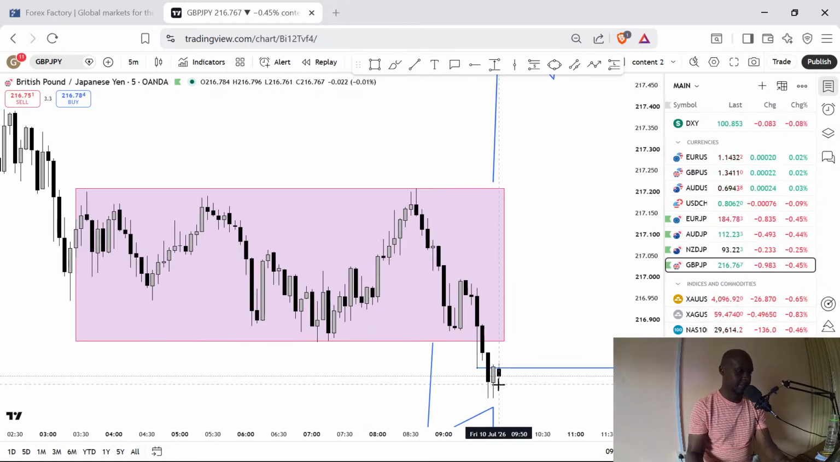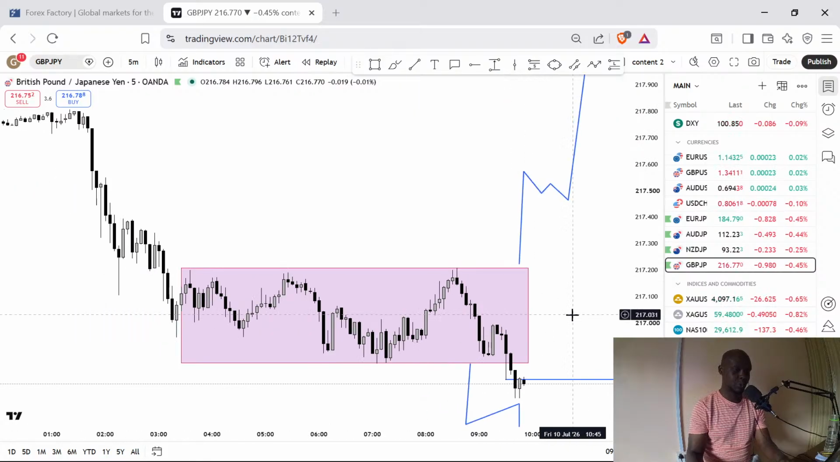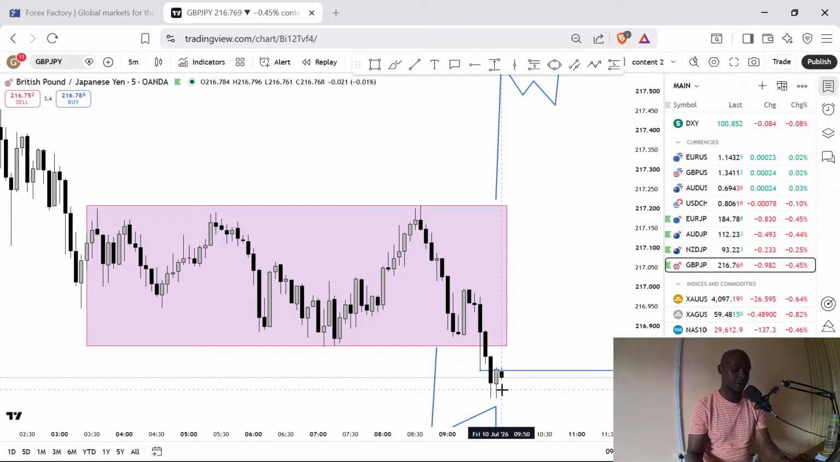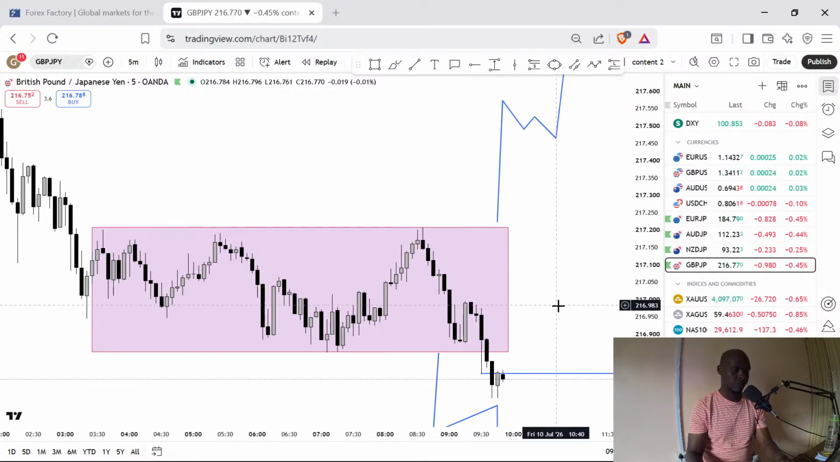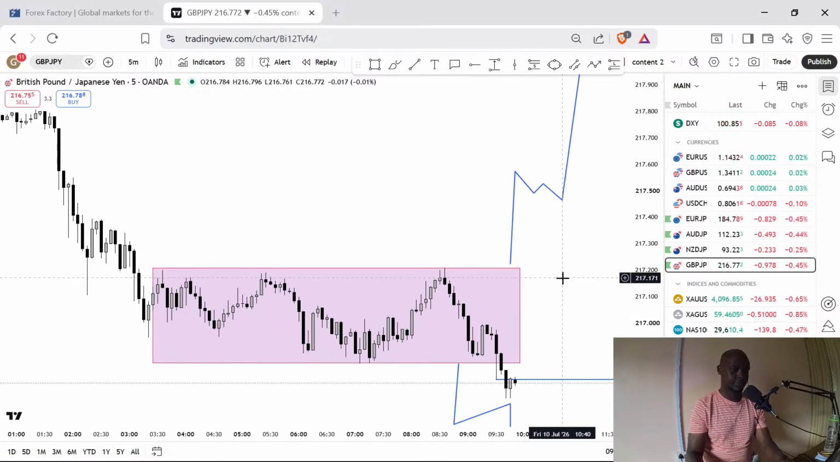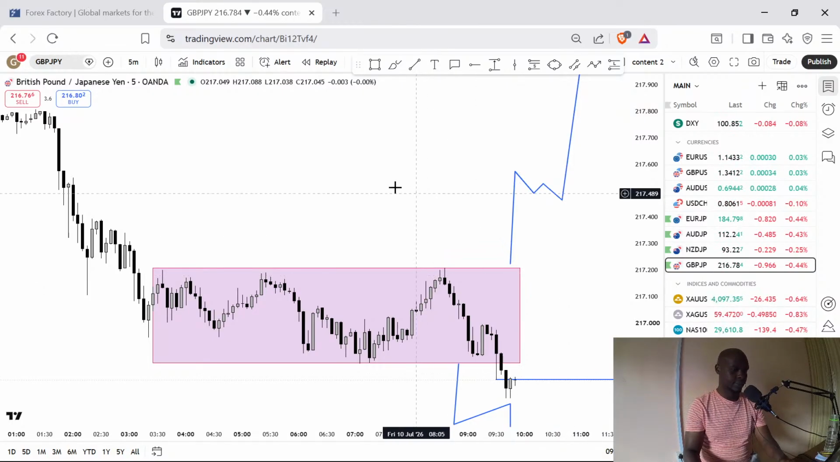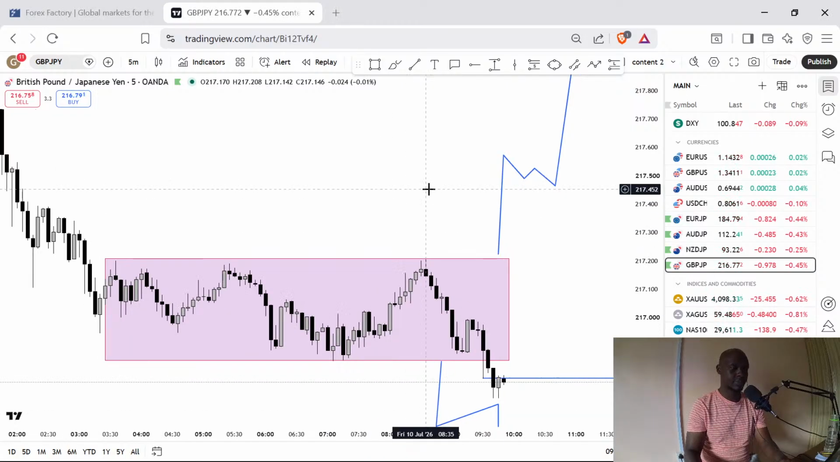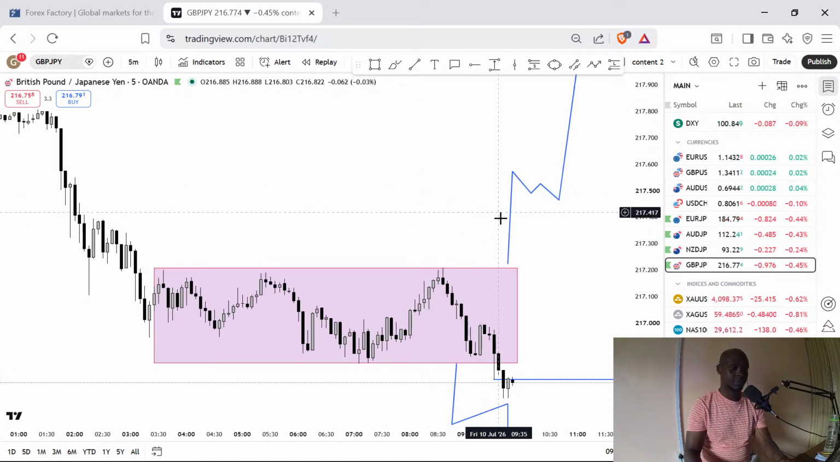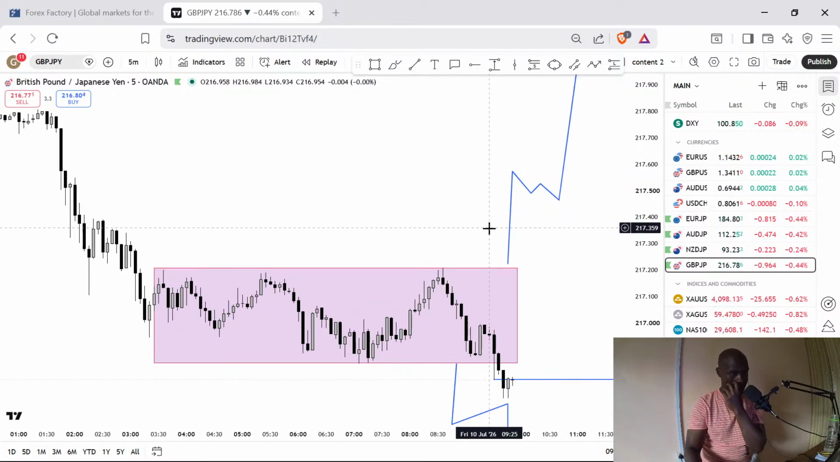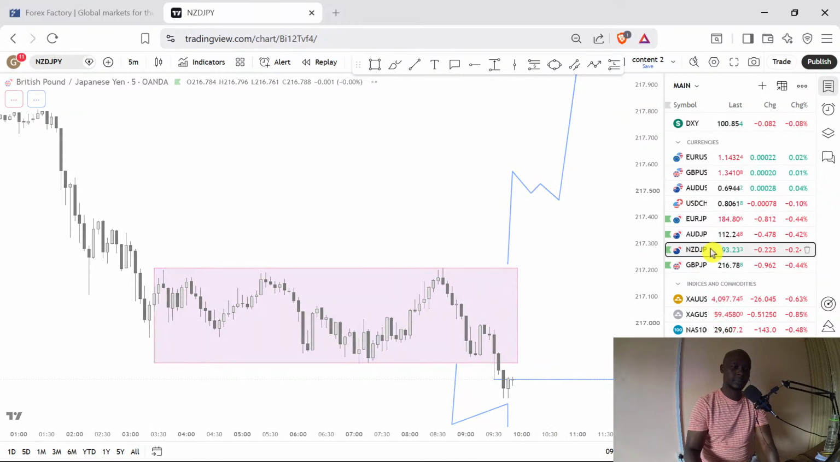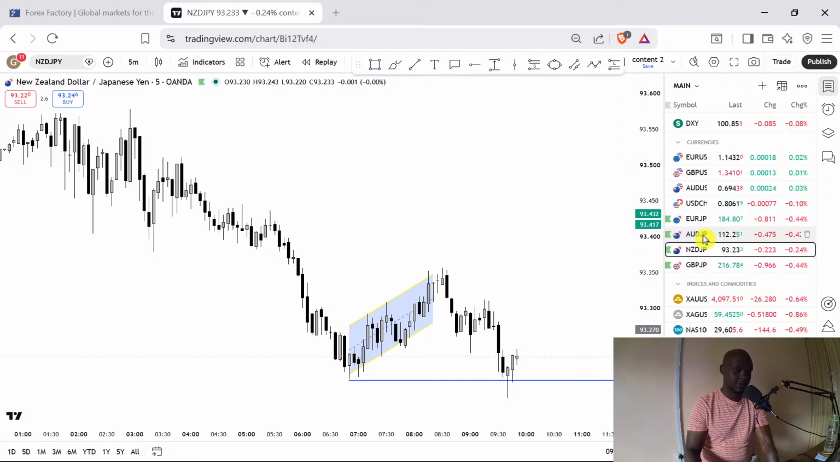If we do not get an impulsive push right now, we might have to wait a little bit longer. If this candle does not close bearish in a strong way, let me just have a quick look at what's happening on these other pairs.